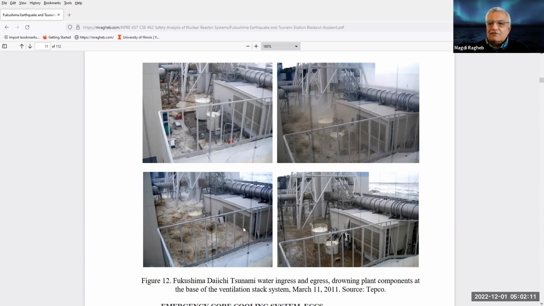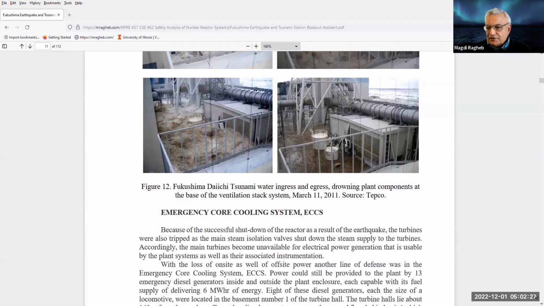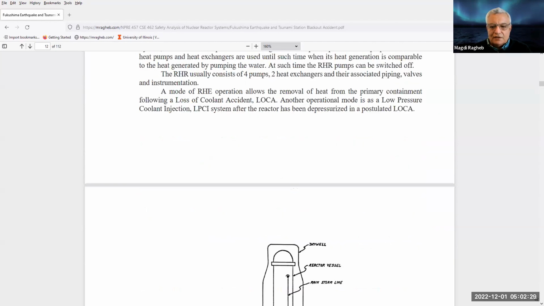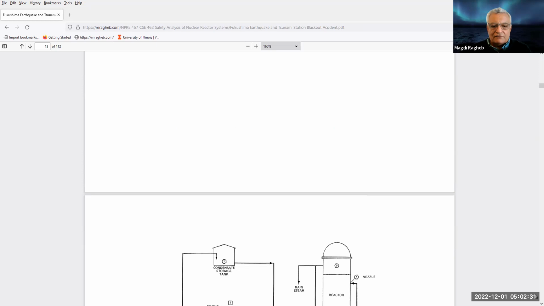It was a design flaw from the perspective that they built the plant very close to the water level. They went there and flattened the ground. After the water flooded the basement where some of the safety equipment was, you could see it retreated back to the ocean, but the water remained at the bottom of the plant itself.